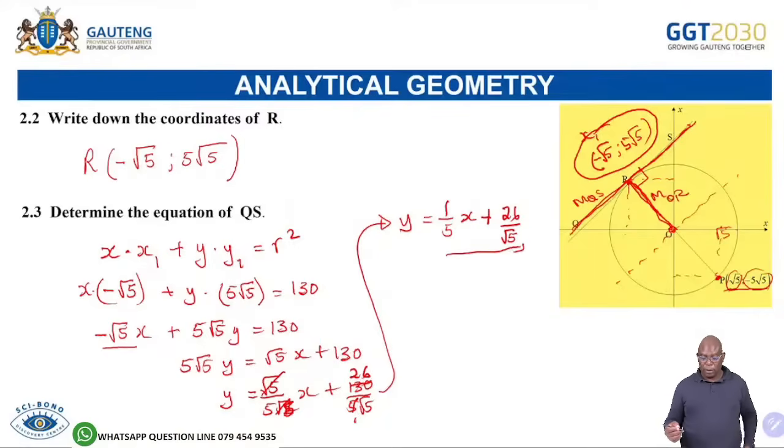Try using the gradient formula, the perpendicular gradients, and see if you get the same answer. Obviously you're going to find the gradient of OR. After getting the gradient of OR, then you get the gradient of QS, then you substitute that value. Okay. All right.